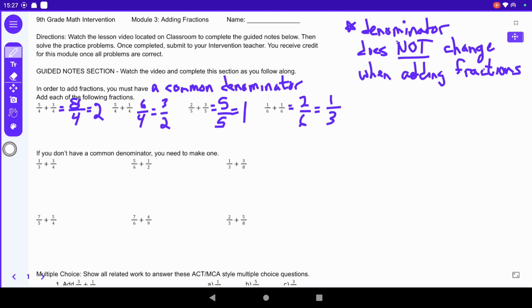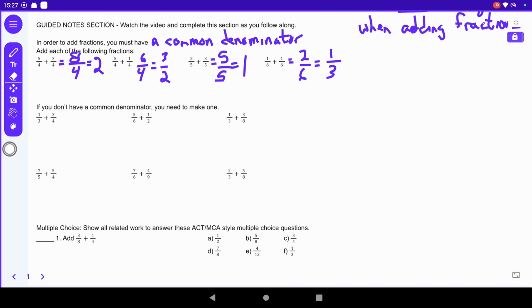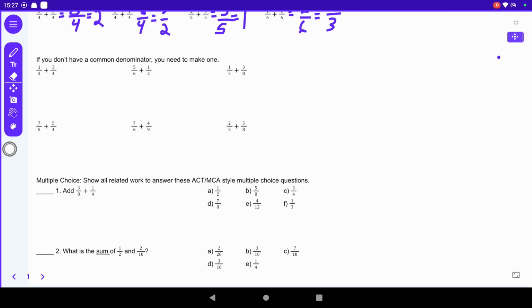When you don't have a common denominator, we're going to make one. And so I'm going to show you what I call the loop method. You don't have to do this method, but you can. And so what you're going to do is we're going to find what's called the least common multiple. What number do 3 and 4, when you look at their times table, what is the first number they have in common? In this case, it's 12.